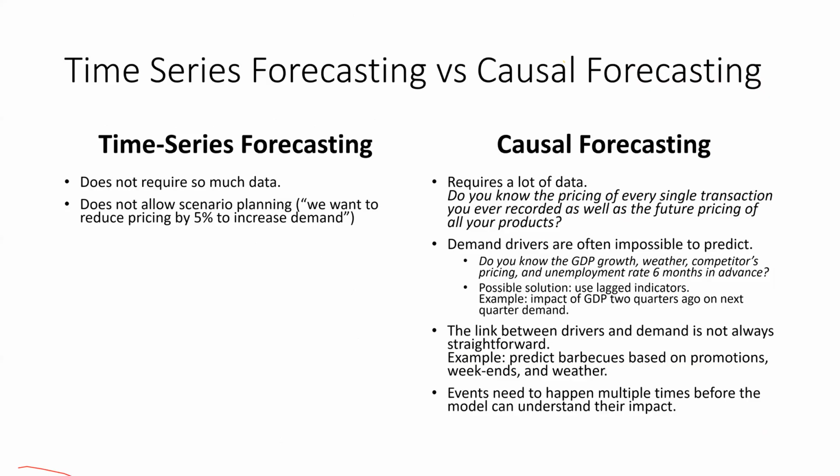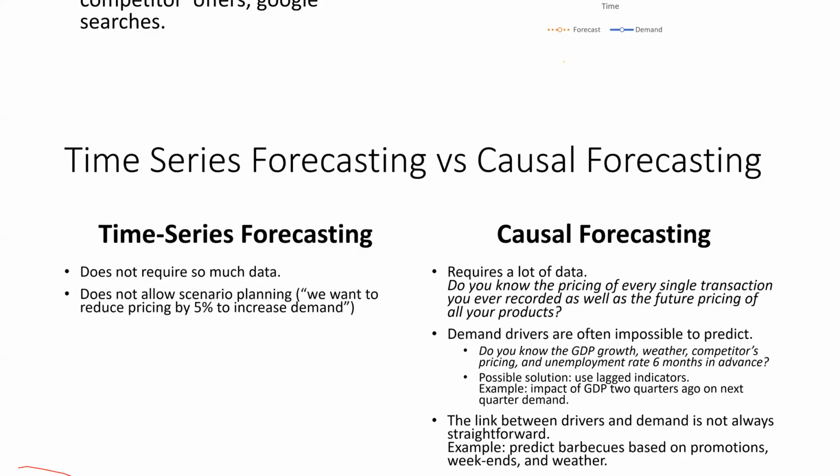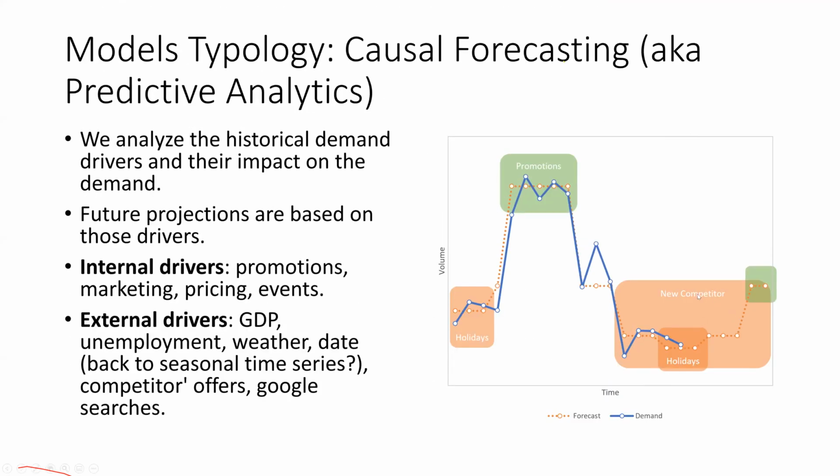On the other hand, causal forecasting requires a lot of data. All the pricing of every single transaction you ever did, all your promotion, maybe the pricing of your competitor, and so on and so on. Some of the demand drivers cannot be predicted. Let's imagine here that weather was impacting your demand, right? If it's raining, no one is buying a product. Great. Can you predict the rain for the next 6 months? No, you cannot. So it cannot really be used to forecast, right? It can be used to analyze the past and to understand demand, but it cannot be used to forecast it.